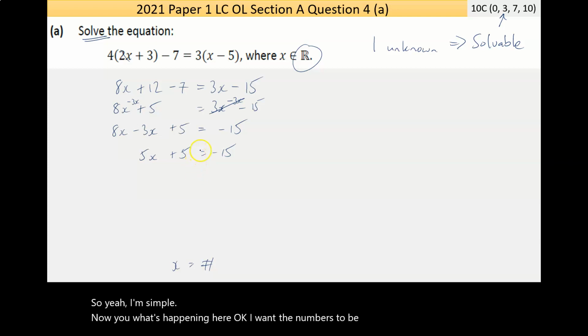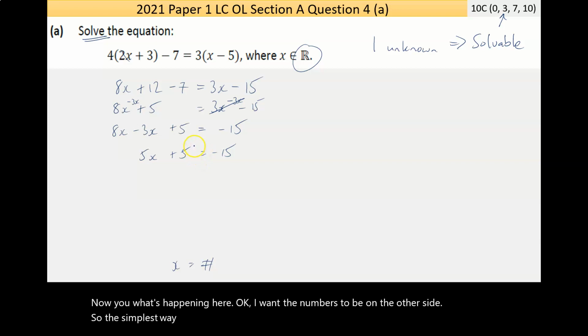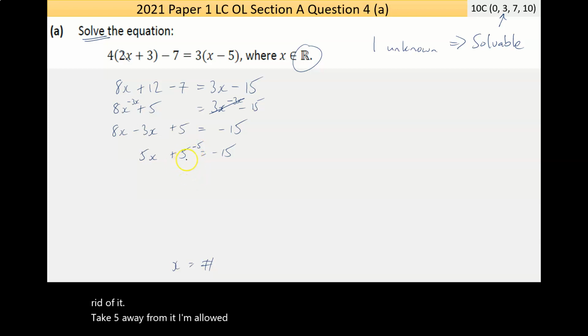Now if you see what's happening here, I want the numbers to be on the other side. So the simplest way, or the algebraic way of doing that is, if I have a 5 here and I want to get rid of it, take 5 away from it. I'm allowed to do that as long as I do it to both sides. Now what's the consequence of that?